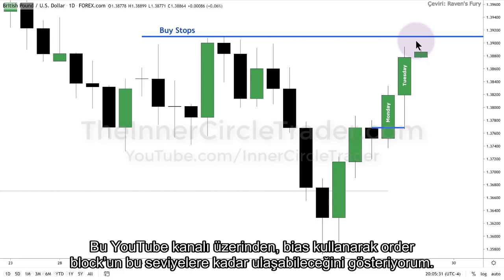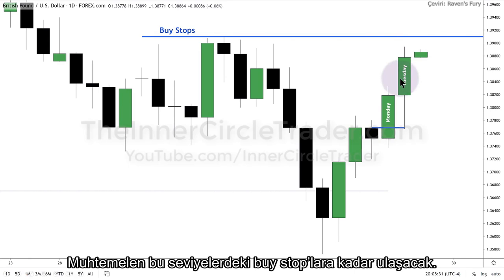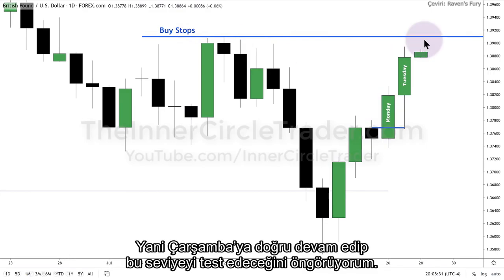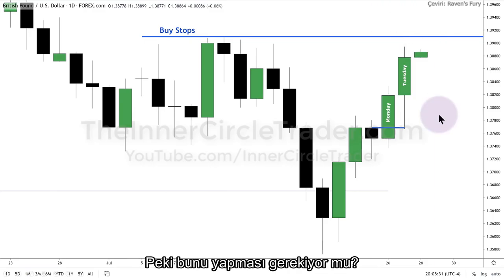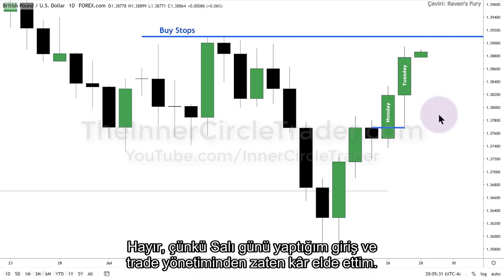Using the bias that suggests that this is likely to reach up into these buy stops, I'm anticipating its continuation into Wednesday to attack this. Now, does it need to do it? No, because I've already been profitable on the entry and management of Tuesday's trading.